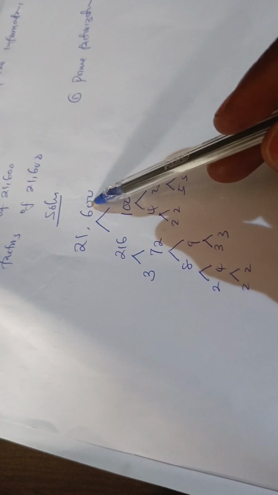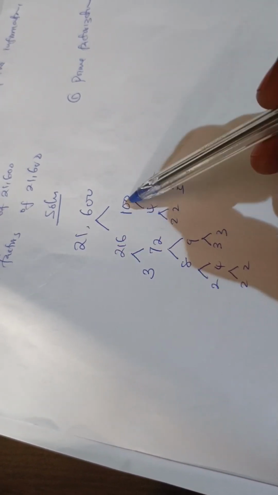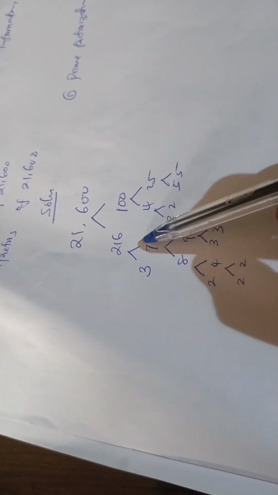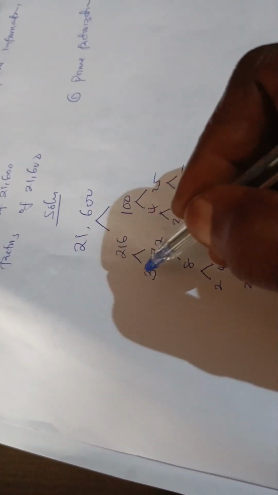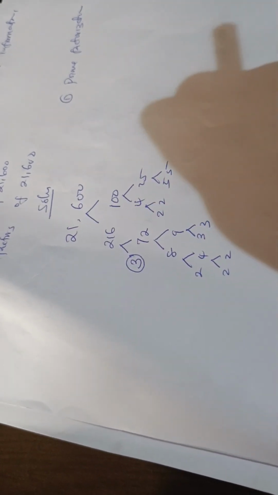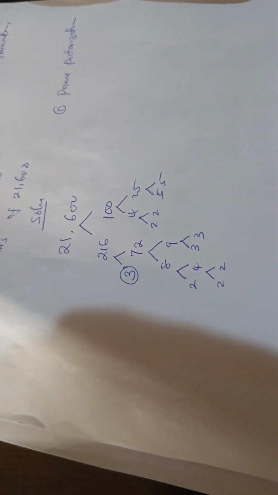So this and this will give us this back. But since they're not prime numbers, I'm still breaking them down. Look for two other numbers that will produce this. So 3 times this will give you that. But see, 3 is a prime number. So once you notice a prime number, circle it.